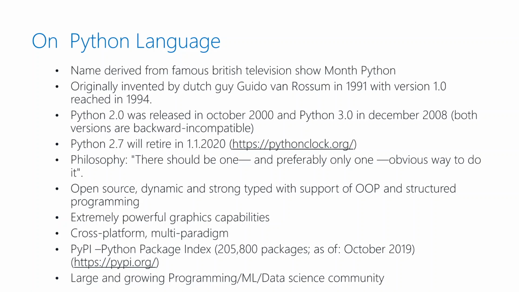What is Python? Python is an open source, dynamic, strongly typed scripting language, which also supports object-oriented programming. It's also extremely powerful with graphics capabilities, and it has huge extension capabilities to do statistics and machine learning. The official website, the Python Package Index, counts more than 200,000 packages.